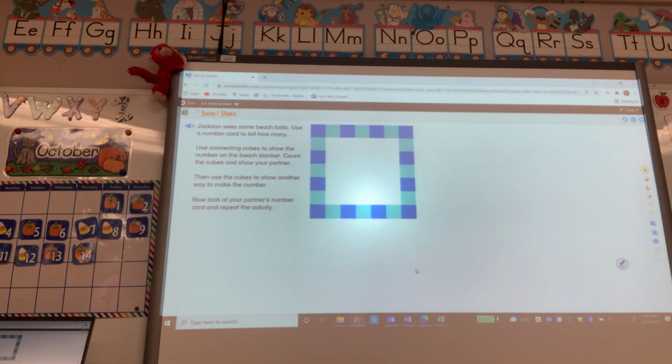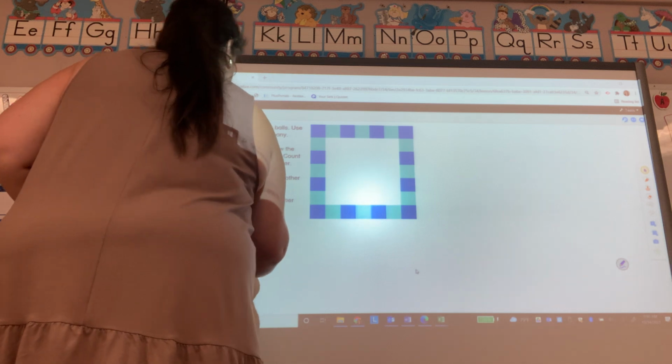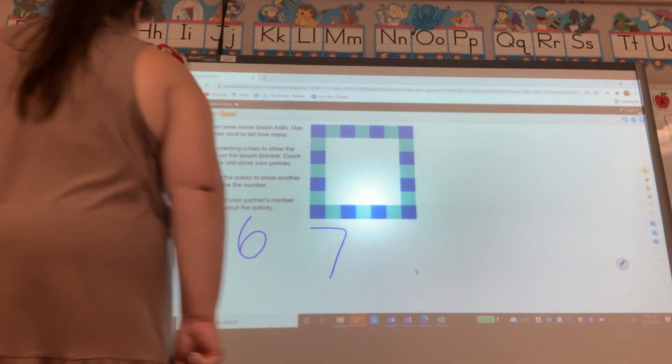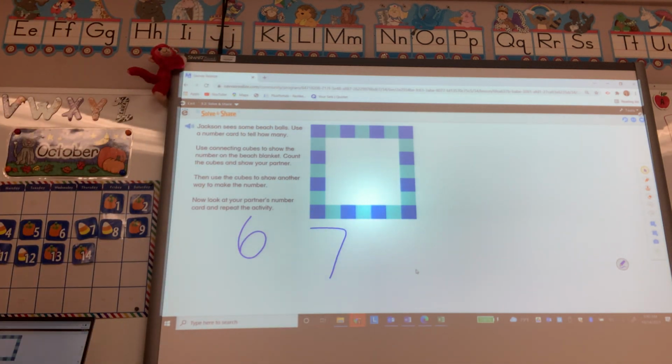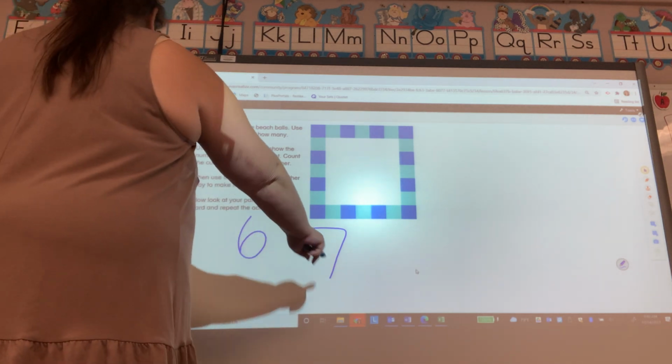All right, I want you to go ahead and get out your math book and turn to page 97. Now this activity calls for some number cards and cubes, which I can't do online. So we're just gonna draw 6 and 7 counters. So first of all, what number is this and what number is this? This is number 6 and this is number 7.